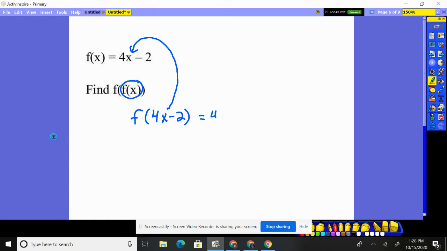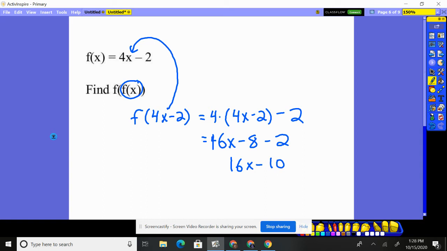It's 4 times whatever they give you, which in this case is 4x minus 2, subtract 2. So we end up having, well, we distribute through, 16x minus 8 minus 2, so 16x minus 10.